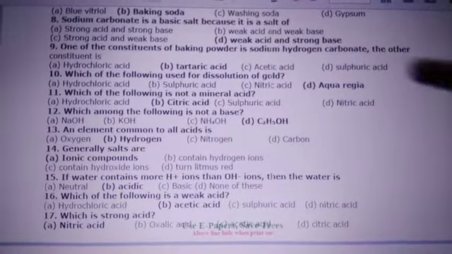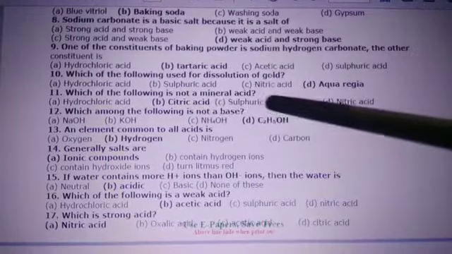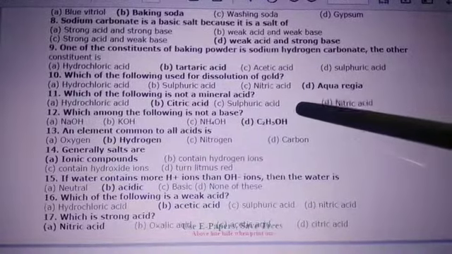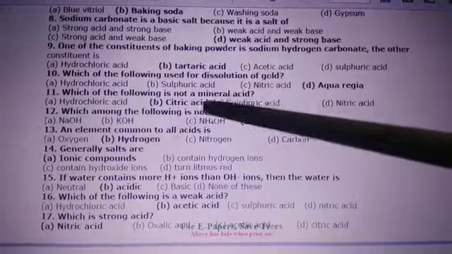Aqua regia. 11th. Which of the following is not a mineral acid? A. Hydrochloric acid. B. Citric acid. C. Sulfuric acid. D. Nitric acid. The answer is B. Citric acid.